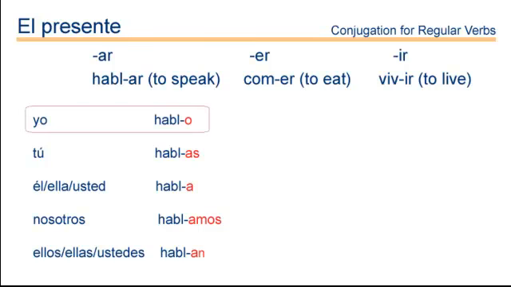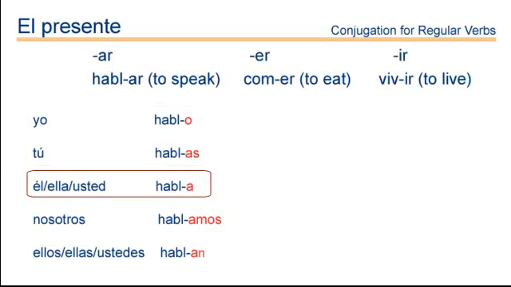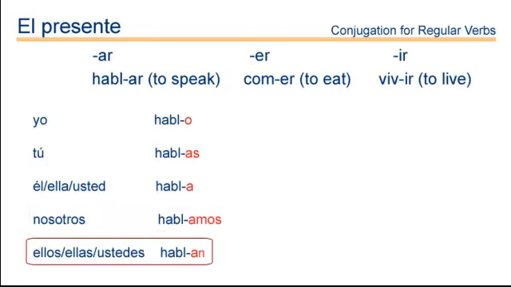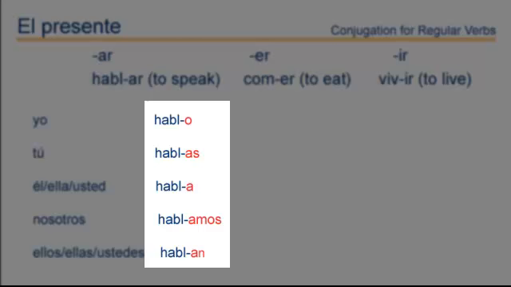So for yo, we say hablo, then tú hablas, then él, ella, usted habla, then nosotros hablamos, and finally ellos, ellas, ustedes hablan. Let me say it again. Hablo, hablas, habla, hablamos, and hablan.